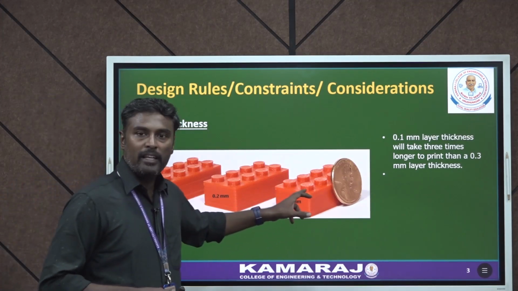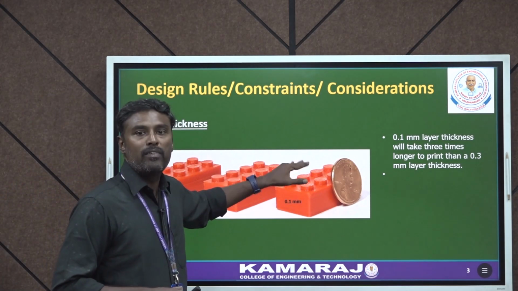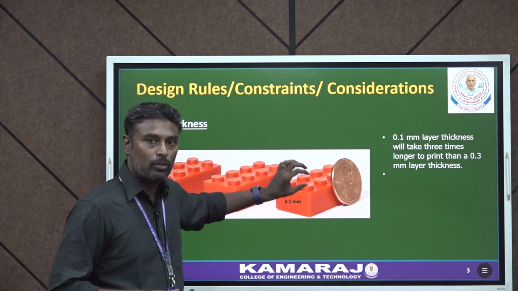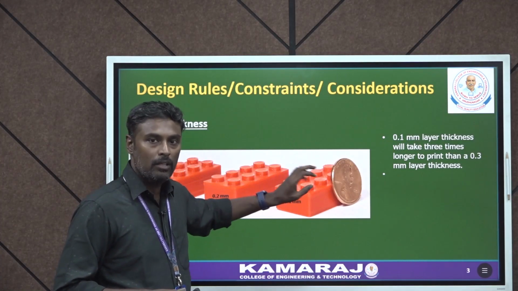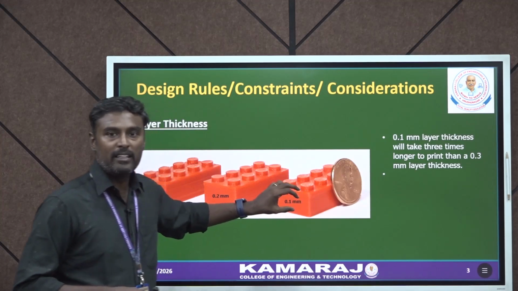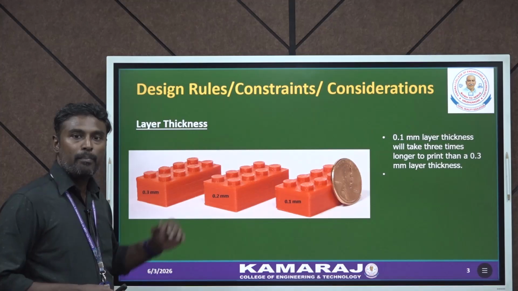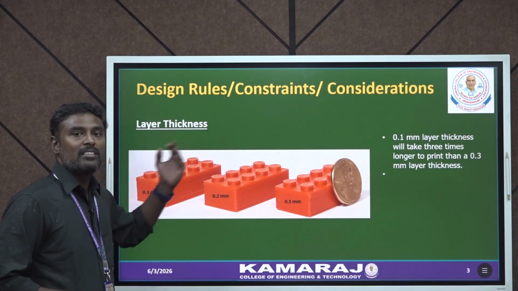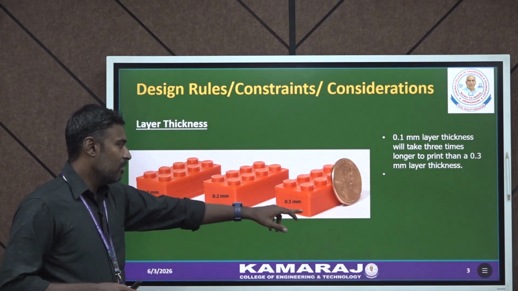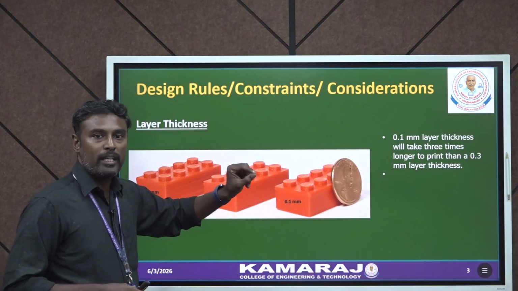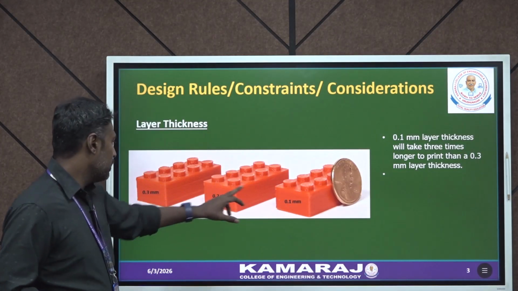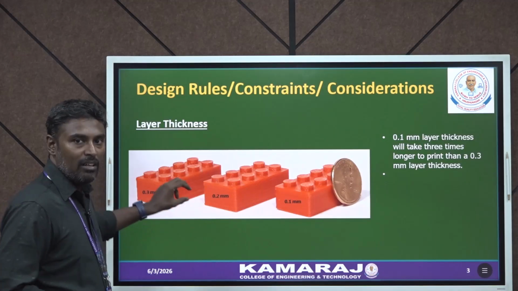So the 0.1 mm layer thickness needs many more layers to fabricate the entire part. So the printing time needed with 0.1 mm layer thickness is longer, but with 0.3 mm the printing time is less. But what is the advantage? Here the layer is 0.1 mm, but the 0.3 mm is 3 times larger than this.